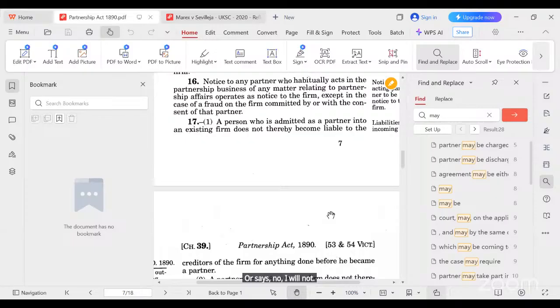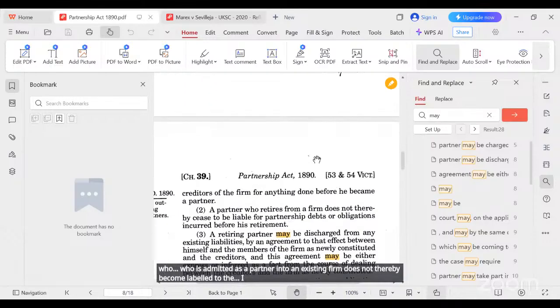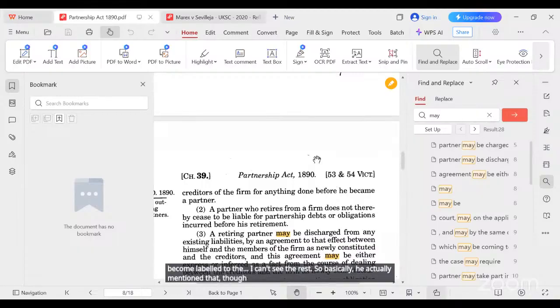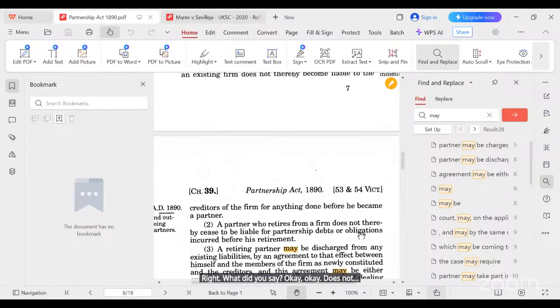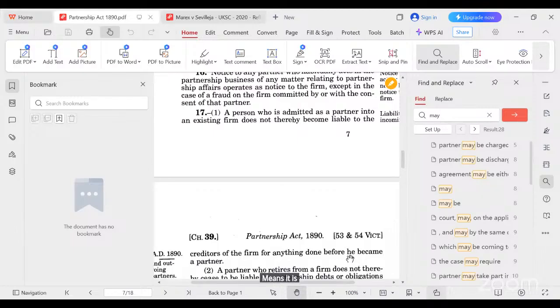Let us take another person. Damilola, yes, go ahead. Good evening, sir. I think that is a mandatory provision. Okay, why is that? Because it states that, let me read briefly: a person who is admitted as a partner into an existing firm does not thereby become liable to the... I can't say the rest. He didn't use the word shall, right? But this particular word, does not, to me the interpretation of that particular part means it is mandatory. Okay, thank you.